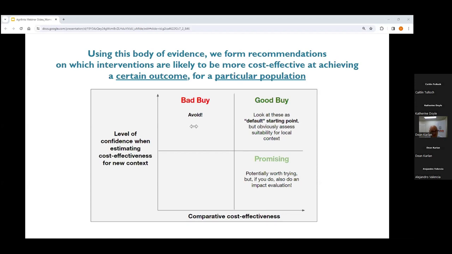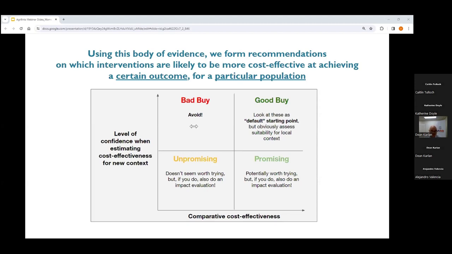And lastly, of course, we have interventions which are not doing terribly well on their comparative cost effectiveness, but where we're not yet confident enough to designate them as bad buys. Again, this could be because we only have a few studies or available studies took place in a very narrow range of contexts. And so these are our unpromising buys. And this categorization means just what it says. The intervention doesn't seem that promising relative to alternatives, but the evidence is light. So if you decide to fund this intervention, again, it's a case where more evaluation would be helpful.